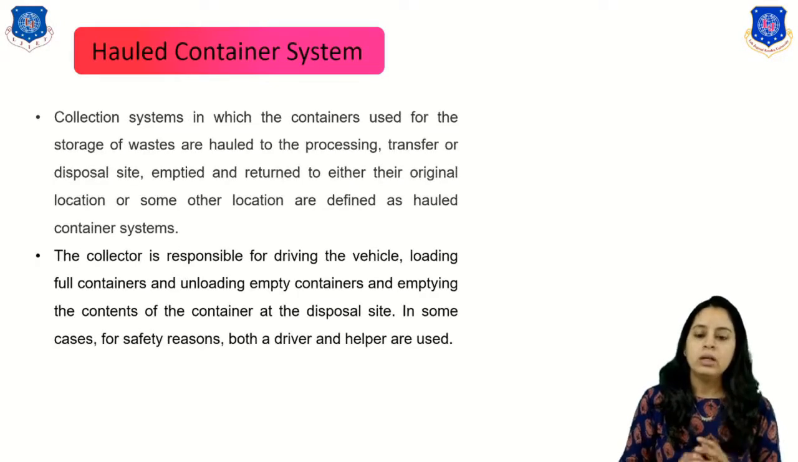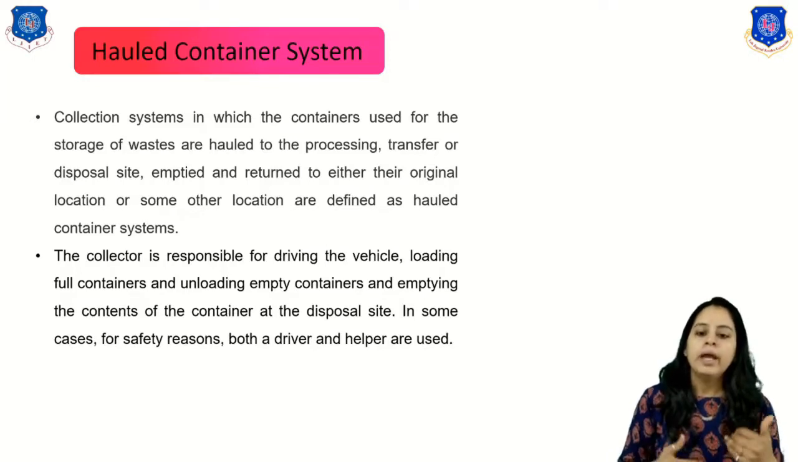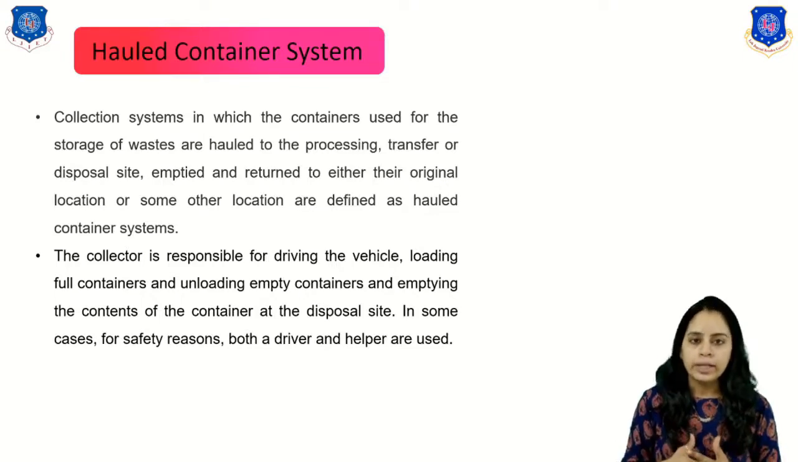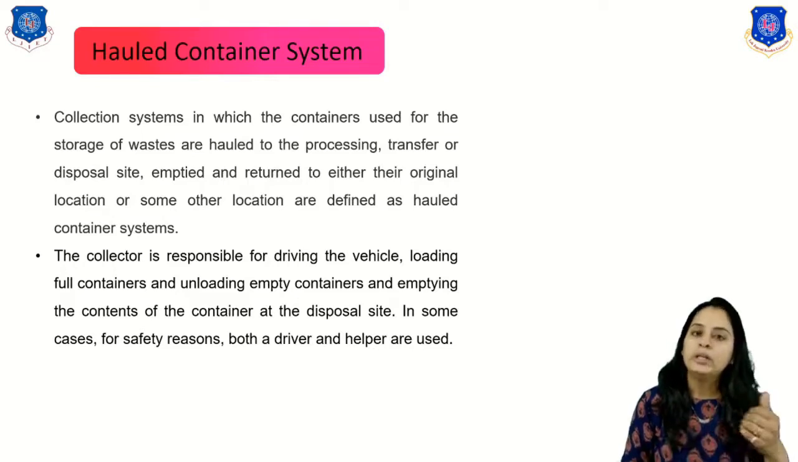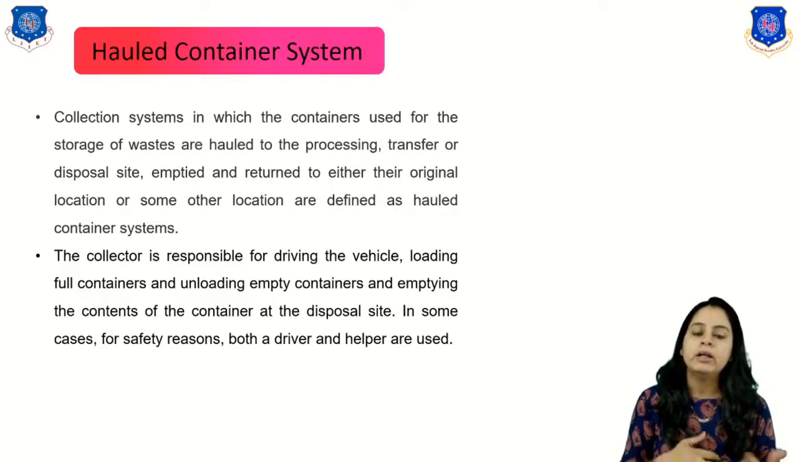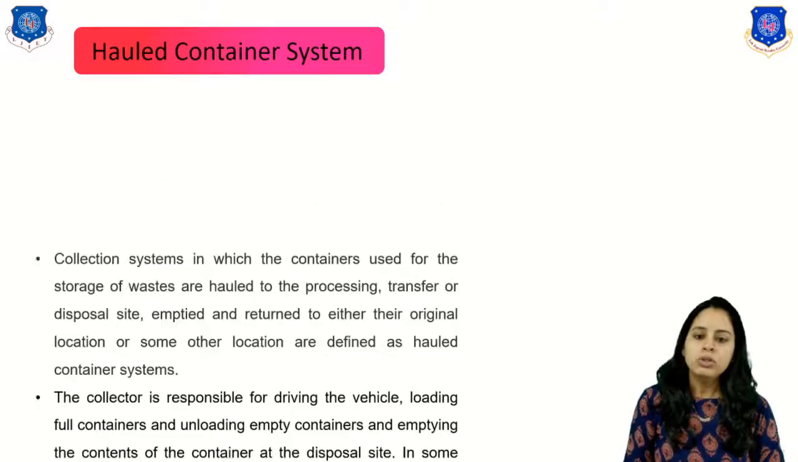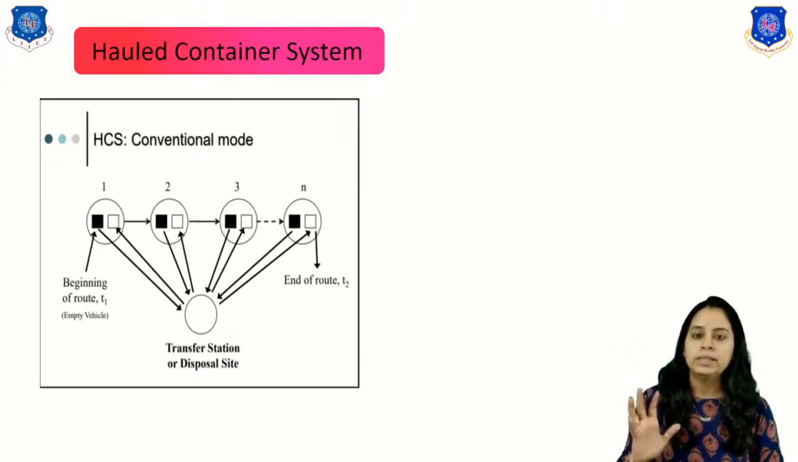In this method, the containers used for the storage of the waste are hauled to the processing, transfer, or disposal site, then emptied and returned to their original location. This is defined as the hauled container system. The collector is responsible for driving the vehicle, loading the container, unloading the empty containers, and emptying the content of the container at the disposal site. In some cases, for safety purposes, both a driver and a helper are used.